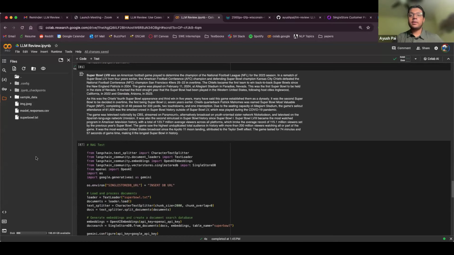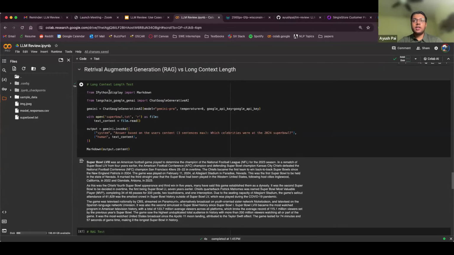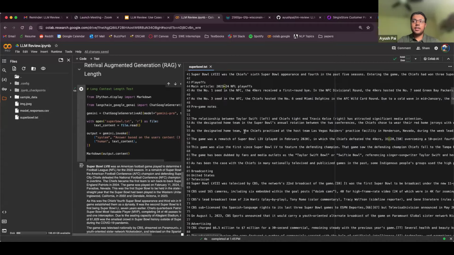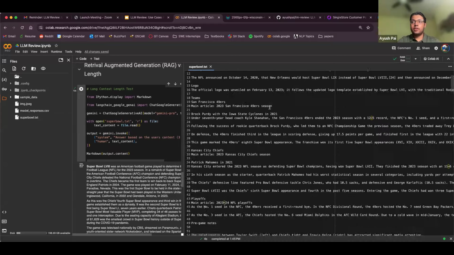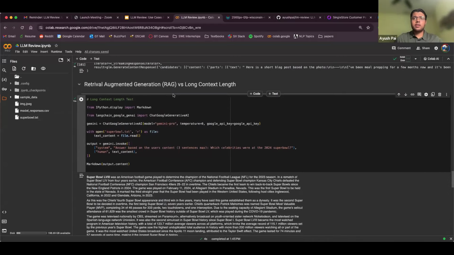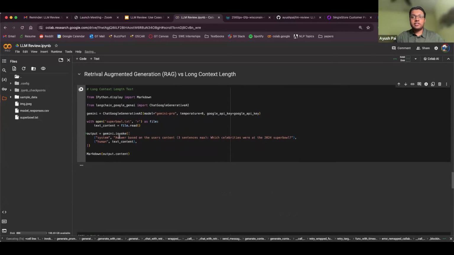But let's see which one does better performance-wise. We're using Gemini here. We have this pretty long Wikipedia page of the 2024 Super Bowl, a pretty long document with a lot of random stuff. It obviously wouldn't fit into a generic large language model like Llama with smaller context lengths. But since we have 2 million here, we could probably do a lot more than this. Let's see the result. I'm basically saying: answer based on the content, in 3 sentences, which celebrities were at the 2024 Super Bowl.